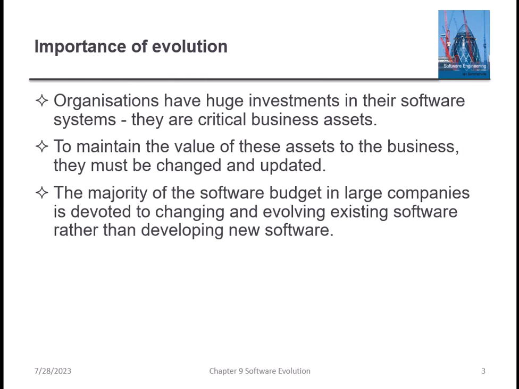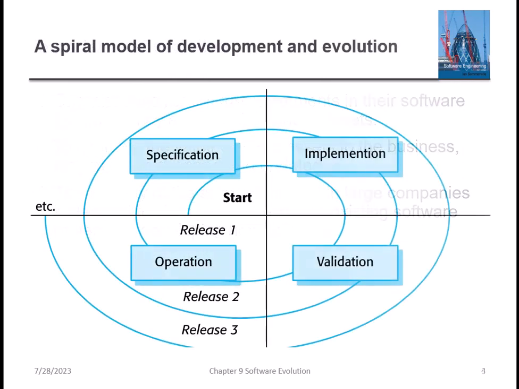The majority of the software budget in large companies is devoted to changing and evolving existing software rather than developing new software. So this is an important point. A spiral model of development and evolution.